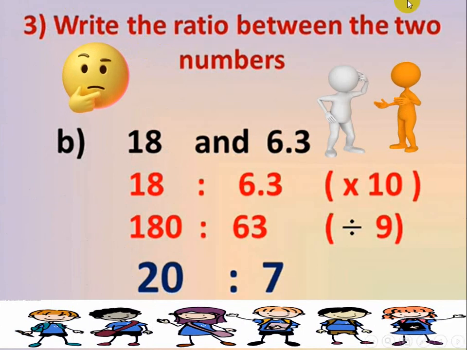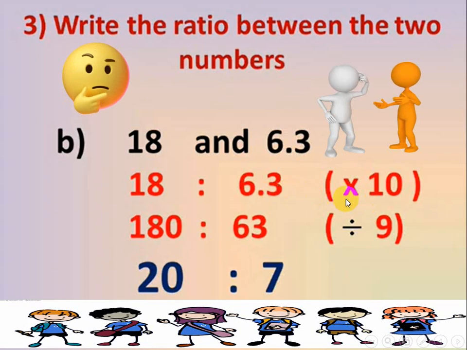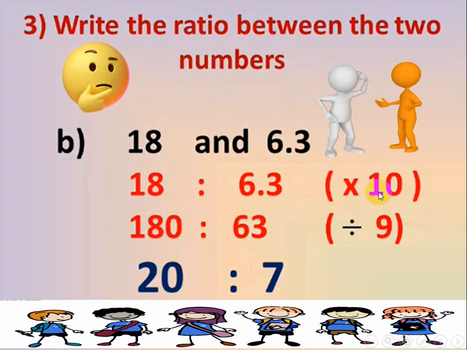Number B, the ratio between 18 and 6.3. I can't find a ratio between decimal numbers, so I'll convert 6.3 into a whole number. Write 18 to 6.3. In 6.3, the point is after one digit, so we will need to multiply by 10. So we'll write times 10. 18 times 10 will be 180. 6.3 times 10 equals 63.